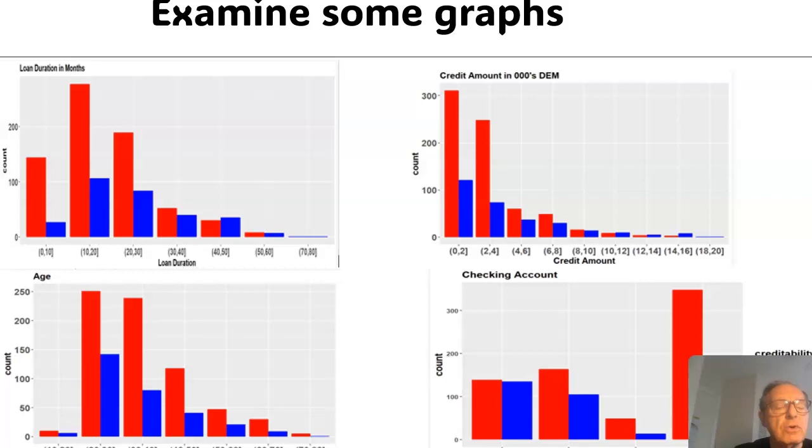So the first thing you usually do with a new data set is you draw some graphs. So here are some graphs. The red are the actuals who did not default. The blues are the actuals who did default. This is loan duration in months, credit amount in Deutschmarks, age and checking account. And you can see the red versus blue sort of does what you'd expect it to do. The shorter the loan duration, the more likely a person will not default, and conversely, the larger the checking account, the more likely the person will not default, and so on.